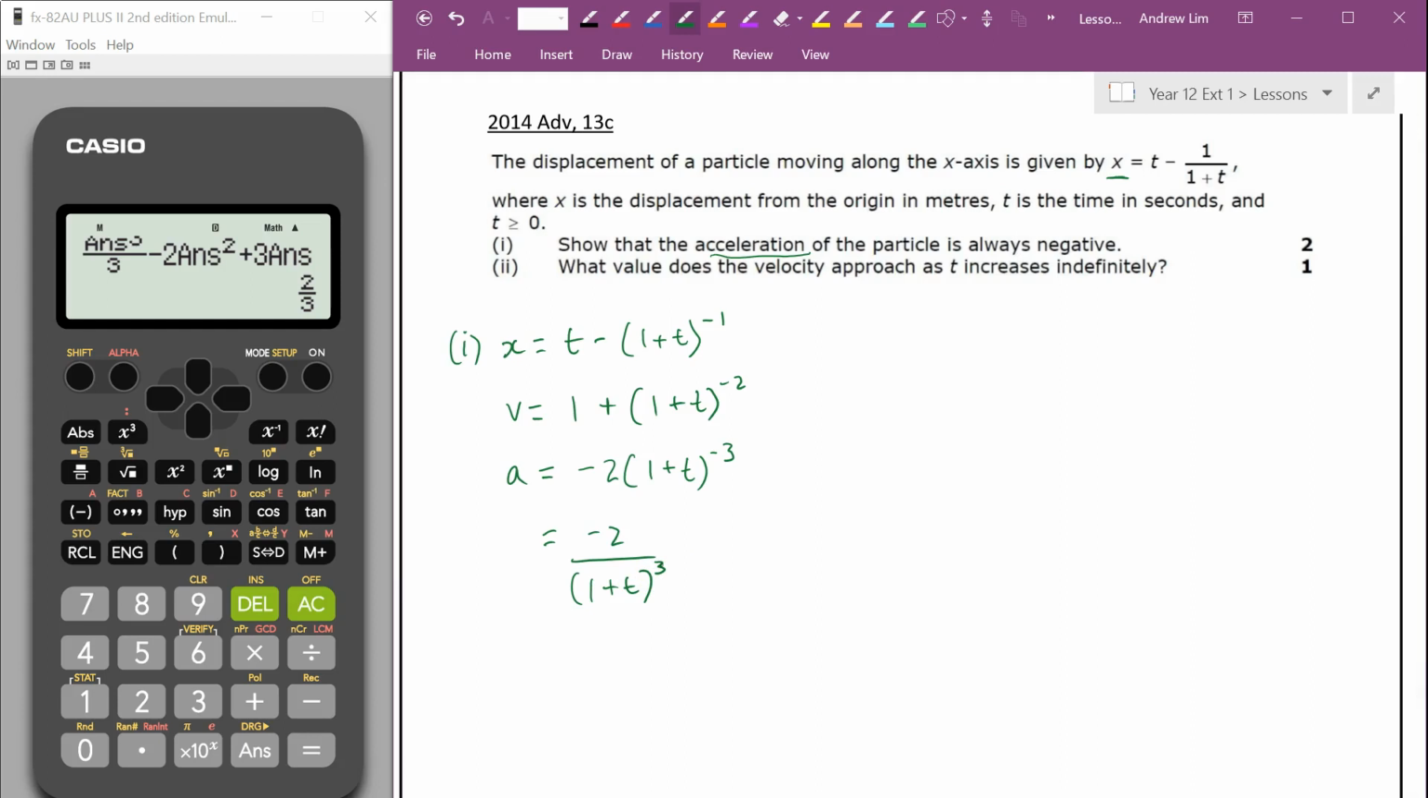Since t has to be greater than or equal to 0, 1 plus t cubed will always be greater than 0. If that's always positive, then acceleration will be minus 2 divided by a positive number, which will be a negative answer. So we can say, therefore, acceleration will be negative for all t greater than or equal to 0.